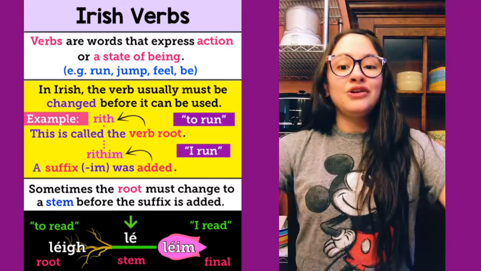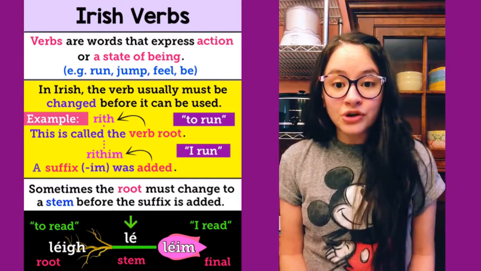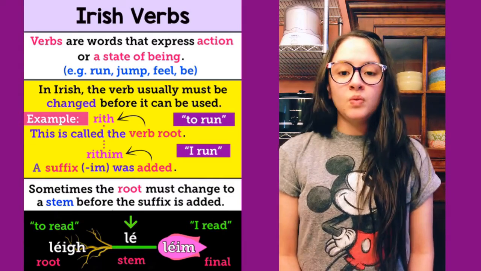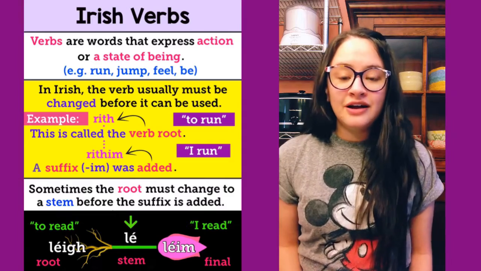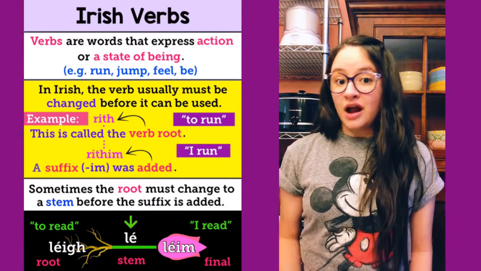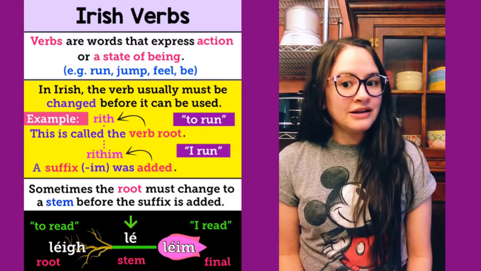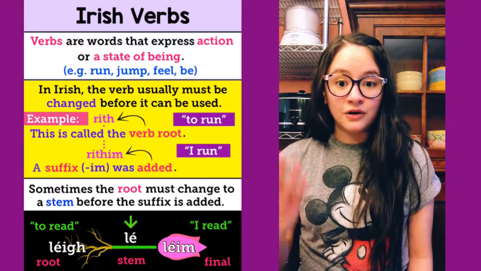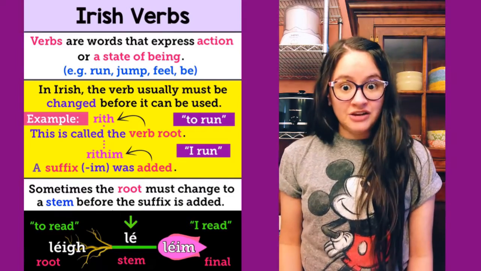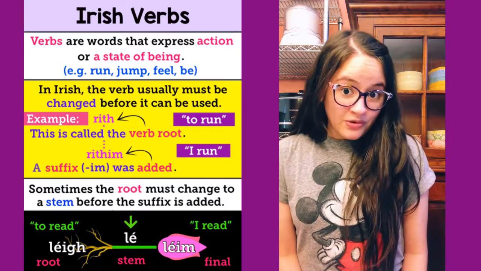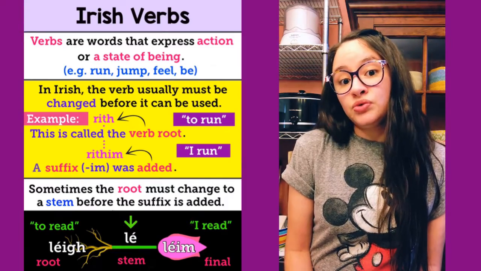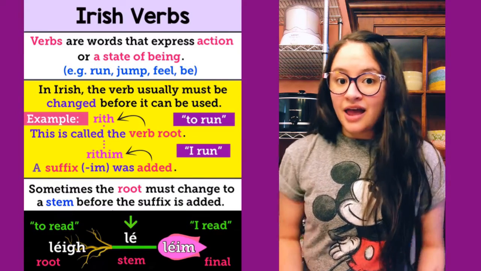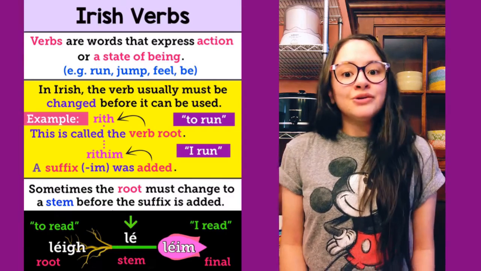In Irish, you're usually going to have to change the word in some way before you can use it. For example, the word ri, which means to run, is called the verb root. When you look up a verb in your Irish dictionary, that's the word that's going to be presented. But it doesn't necessarily mean we can just use it as is and then tack on who's running. We have to change it. In the example below, you can see we changed it to rihim, which means I run. We added a suffix to it, and it changed the meaning of the word into a usable form.